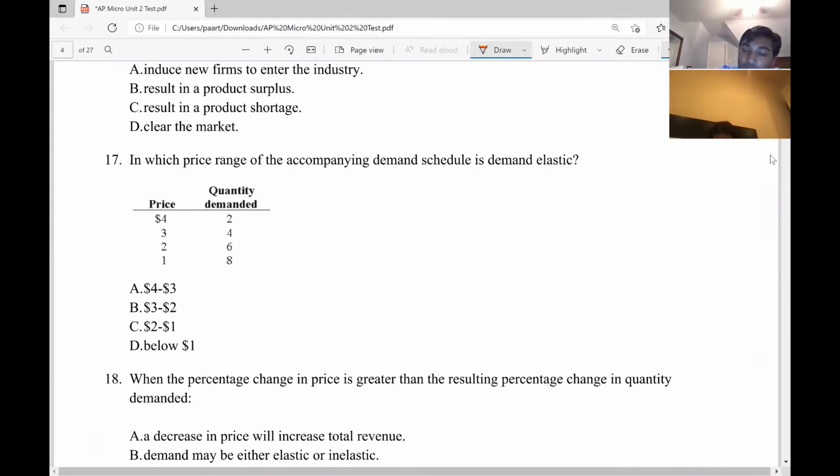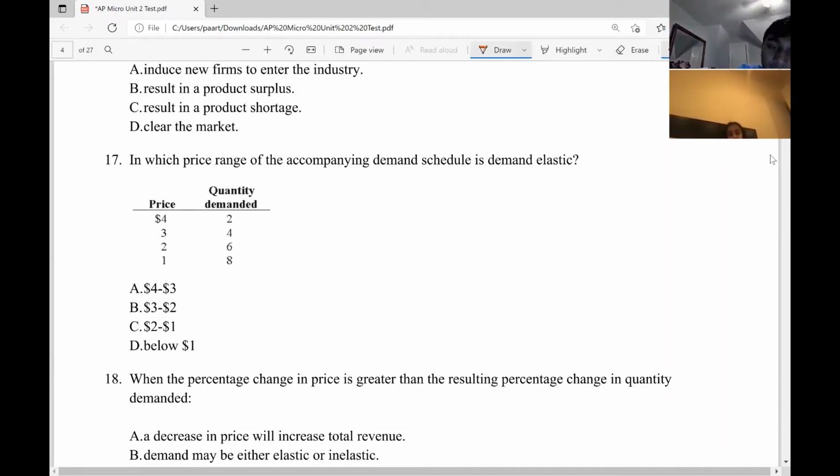So, in which price range of the accompanying demand schedule is demand elastic? Typically demand is elastic at the top of the price range. So right off the bat, I would just start off with that. You can even calculate price elasticity of every single one just to ensure. But let's start with the first one, just because that's the first one we had.